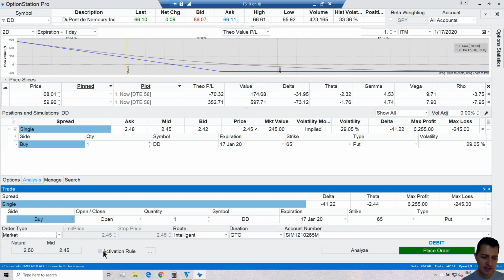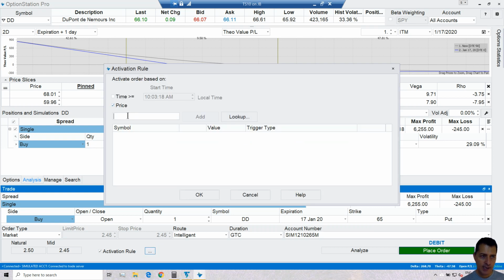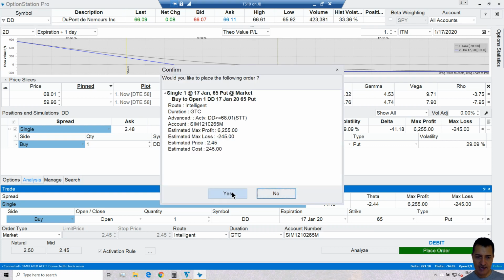So when you use market price, the activation rule will have me trigger this trade based on DD price. If DD rallies to 68.01 or above, then place the order to buy that put. Okay, so quick summary: buy to open the January 20 65 put only if DD is greater or equal than 68.01.